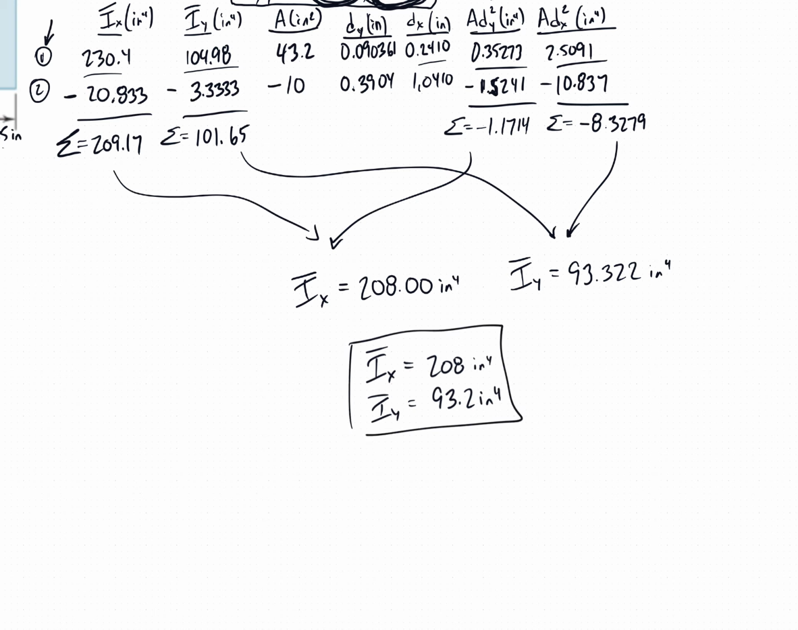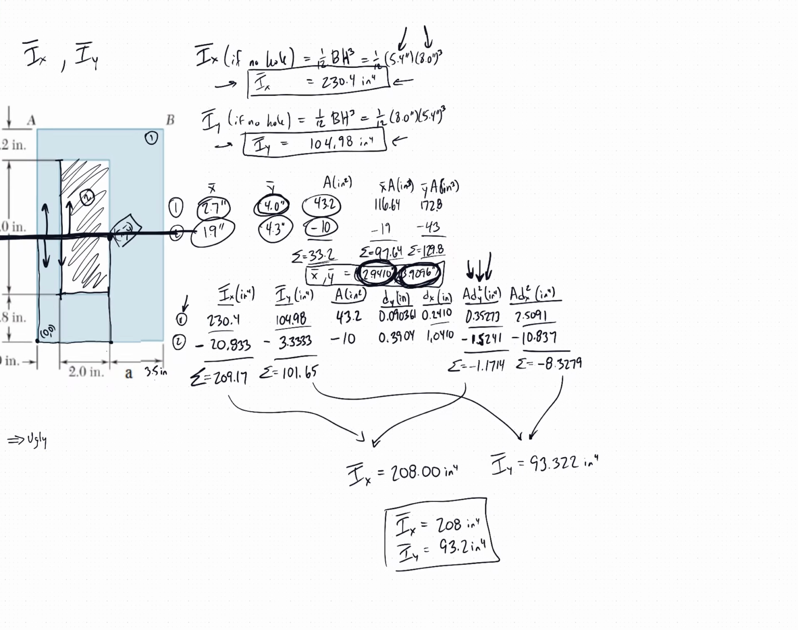If we want to compare those to our original estimates, which was that it was going to be a little bit less than 230.4, so that looks good, and a little less than 104.98, so that looks good.